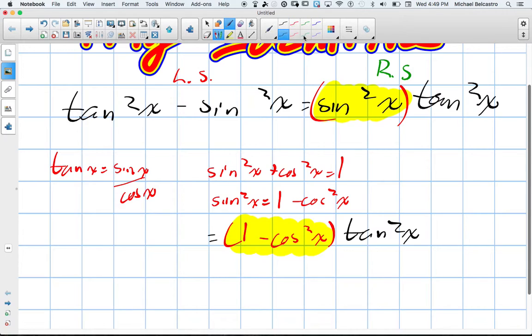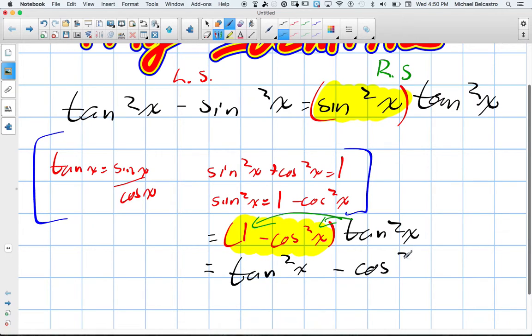Now that I've done that, I'm going to use the distributive property. I'm going to distribute the tan squared x into both terms. I know this isn't the most organized version right now, but we drew some identities in the middle, so consider these as not being on your page. We would have just dropped right down to that step. So when I distribute the tan squared x, I get tan squared x minus cos squared x times tan squared x.